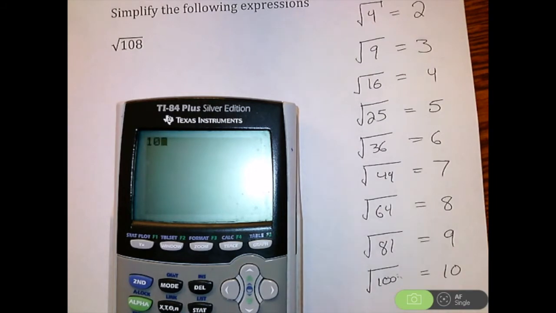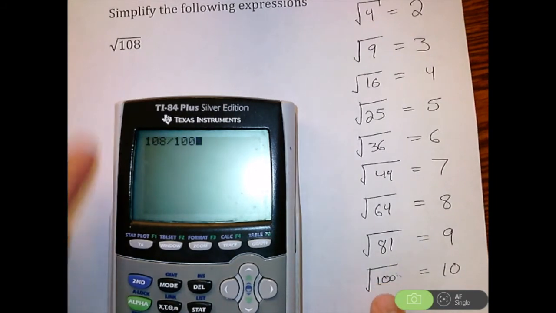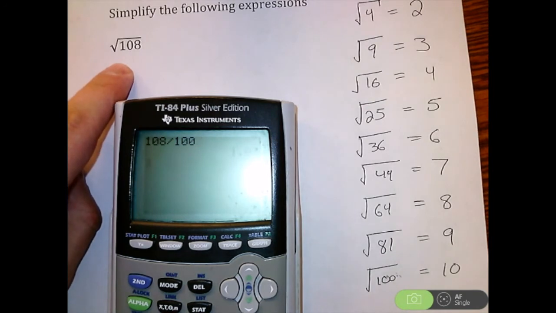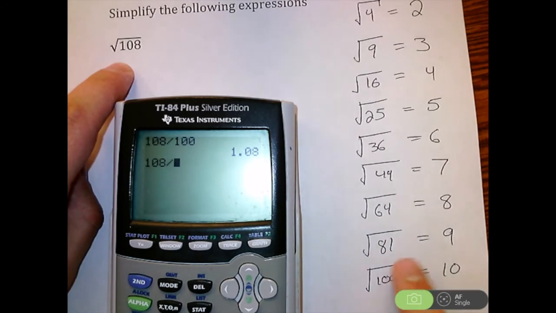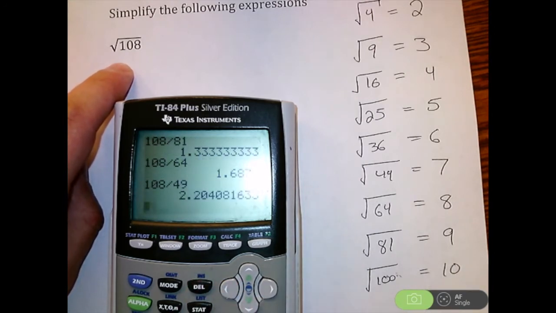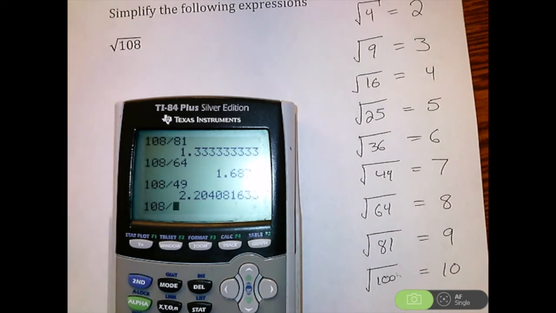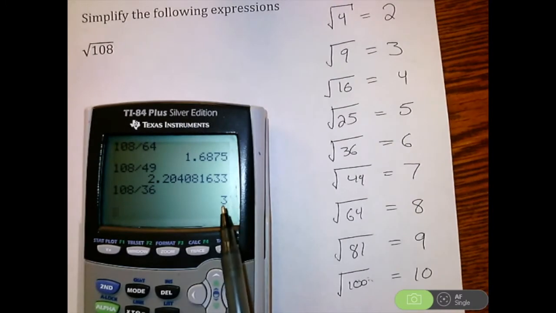So for example, I'll take 108 divided by 100. I get a decimal. That's no good. So then I'll move on to the next one. I'll do 108 divided by 81. Doesn't work. 108 divided by 64, still a decimal. 108 divided by 49, another decimal. 108 divided by 36, and there we go. I get 3. 108 divided by 36 is 3.